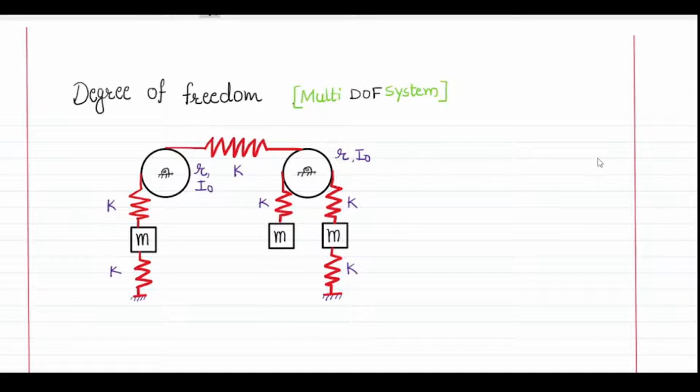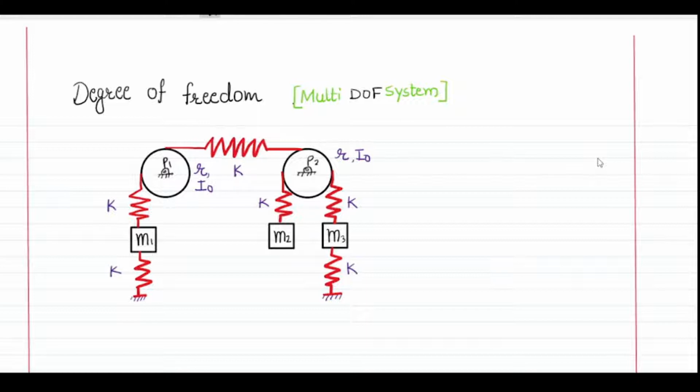You can see here there are three masses, let's say M1, M2 and M3, connected with this pulley. Let's say this is pulley 1 and pulley 2. There are multiple springs connected between these inertial members and we have to find the degree of freedom of the system. Degree of freedom means what?